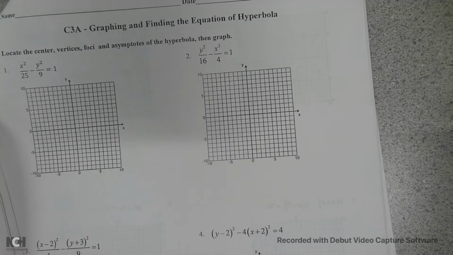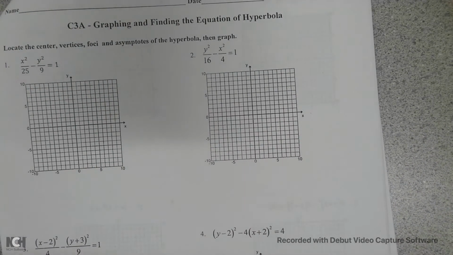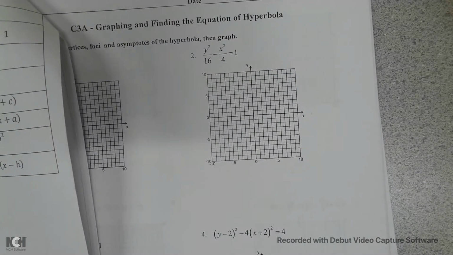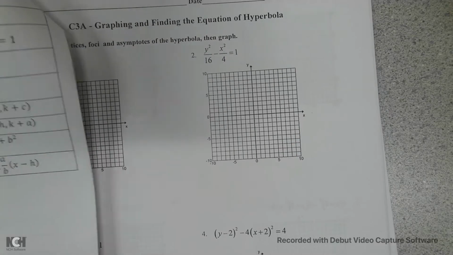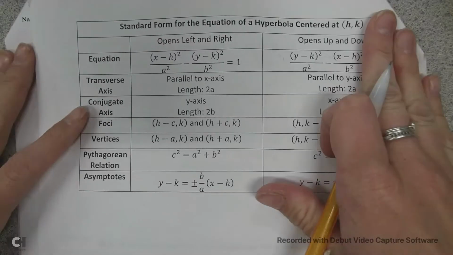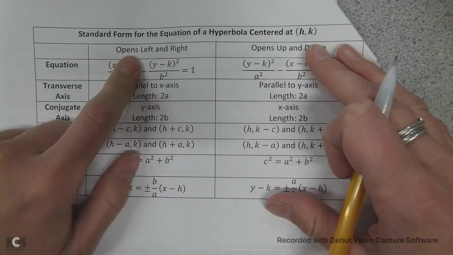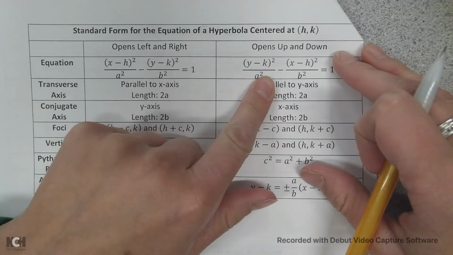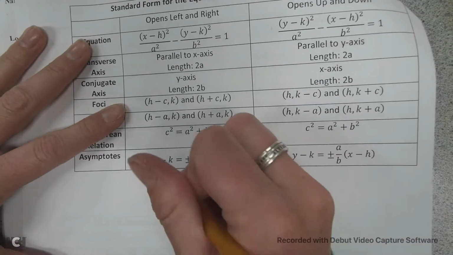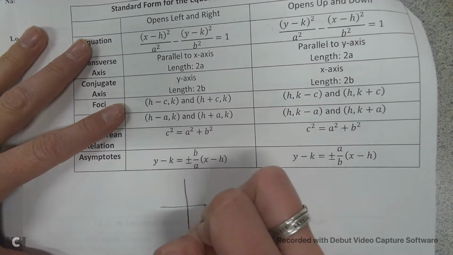Alright, so today we are going to graph hyperbolas. Hyperbolas are two parabolas that go in opposite directions. So we have these two formulas. This one opens left and right, and this one opens up and down. So basically your hyperbola is going to look like this.